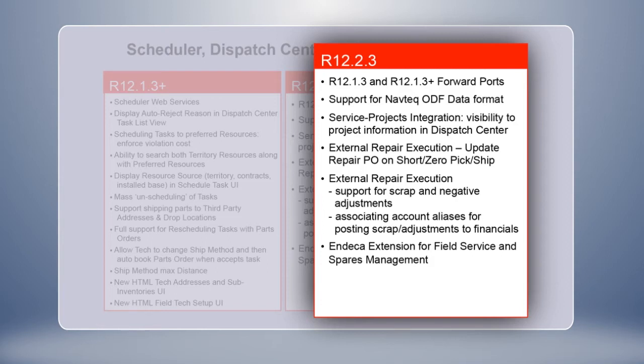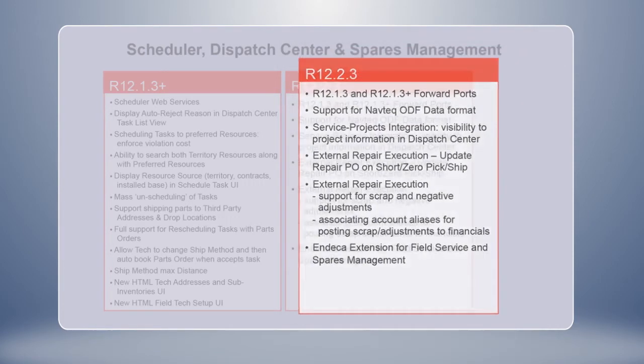We've also done quite a bit of work in the area of external repair execution. External repair execution is a module in our spares management product that manages the complete process of outsourcing repairs to third-party vendors. And that process is used here at Oracle quite extensively for many thousands of parts every month.